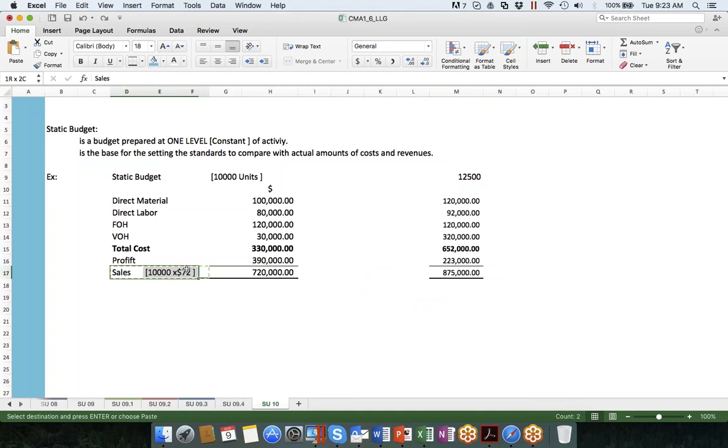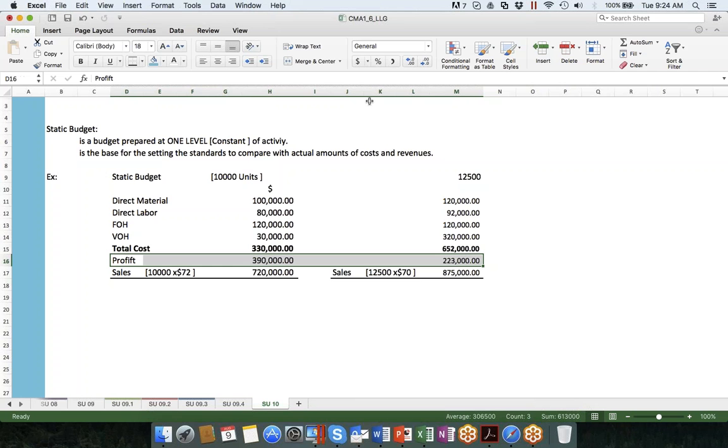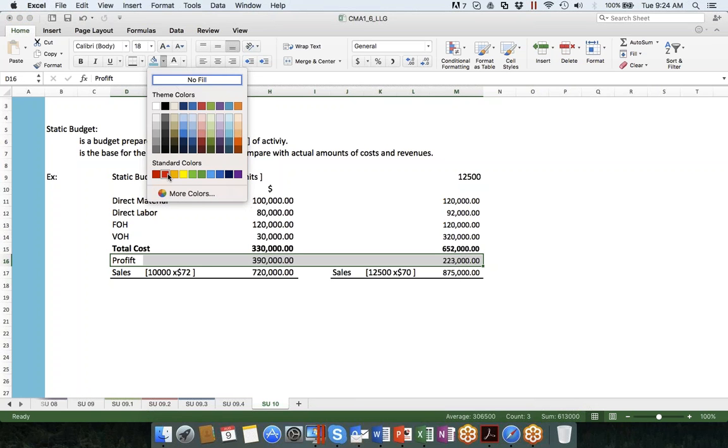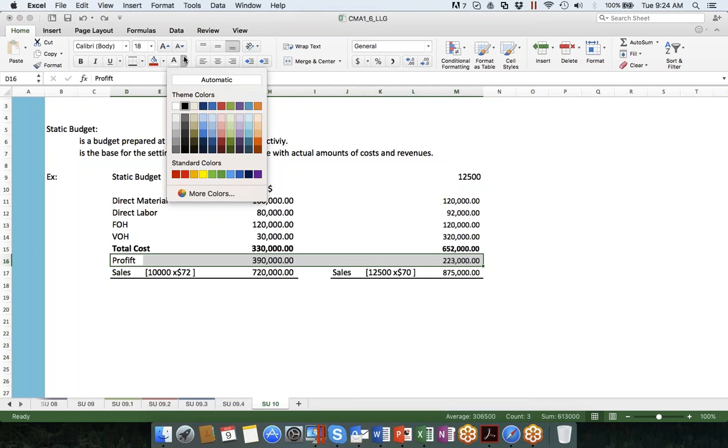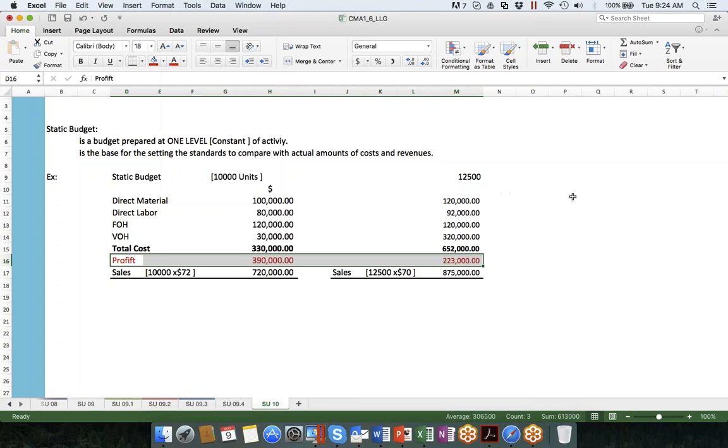The sales are 12,500 units at the rate of 70. We sold at less price. There are so many reasons for the difference in profit here, and the difference is significant. Okay, why? Because it's not a small amount. So obviously we need to investigate this.